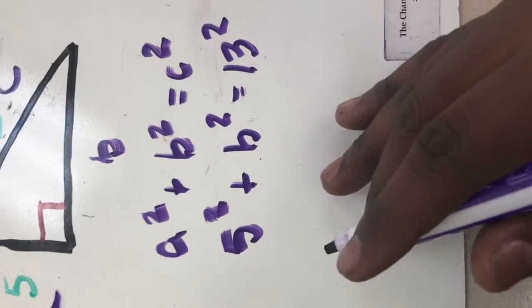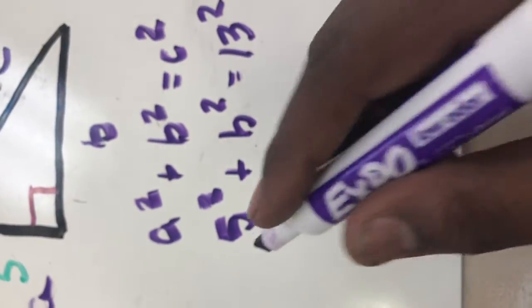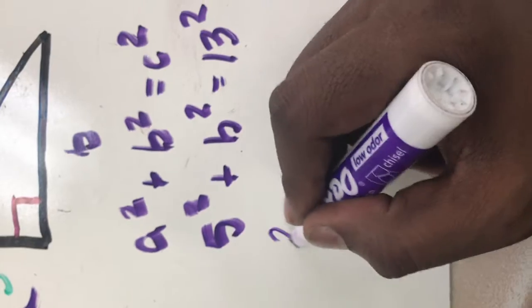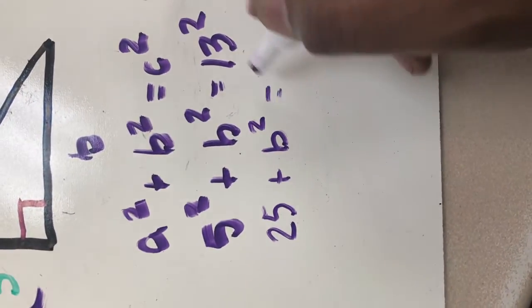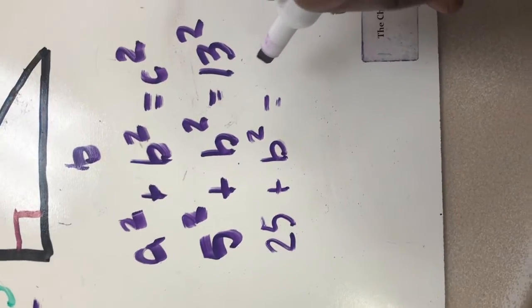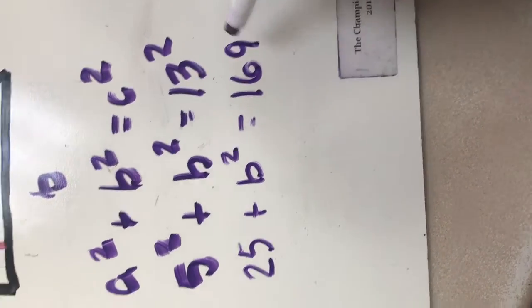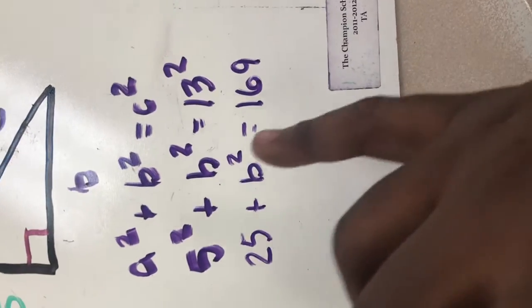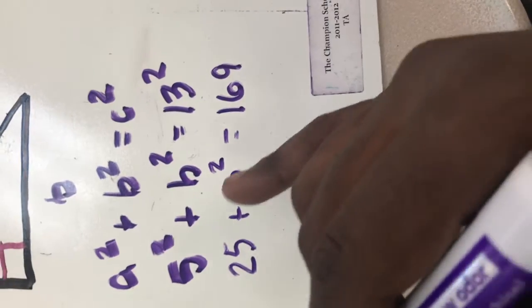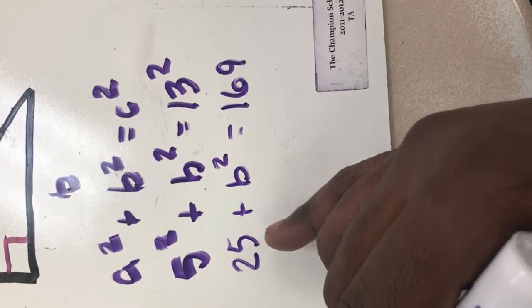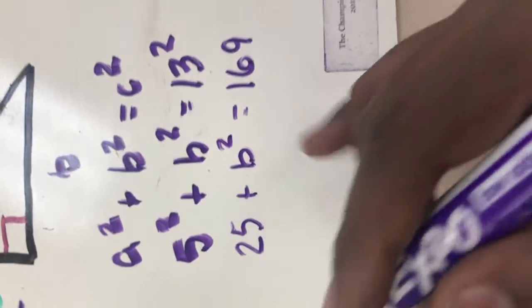Now at this point, we should know our perfect squares, and we're trying to get up to 20. So we know 5 squared already, that's 25, plus b squared, we still don't know that yet, equals 13 squared, and 13 squared is 169. So 169. Now, this is looking a lot like a two-step equation, and that's basically what it is right now. We're going to have to move that 25 over to the 169 on the other side so we can get that b squared by itself.